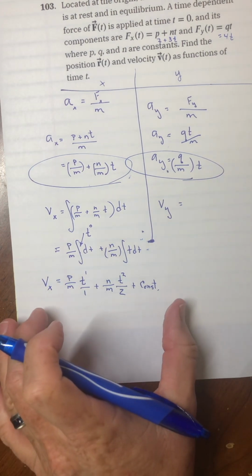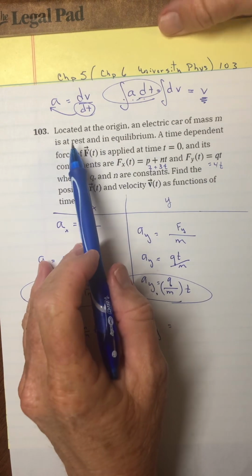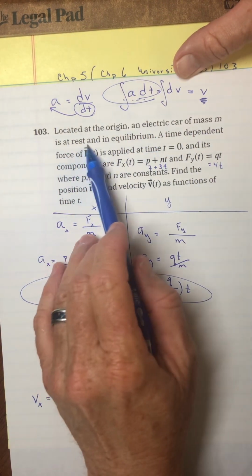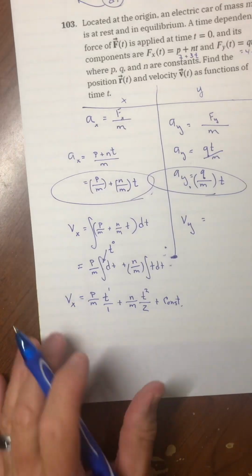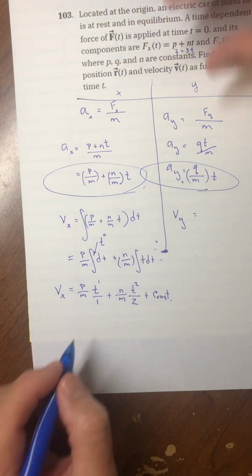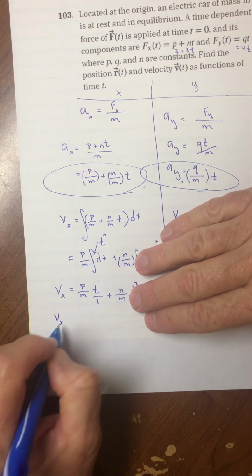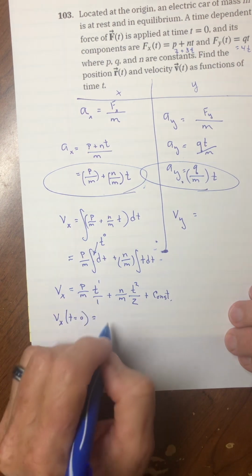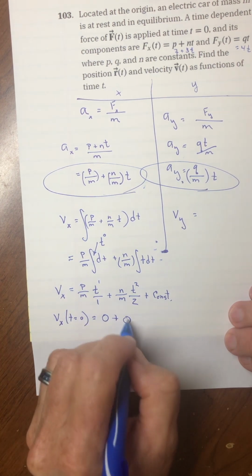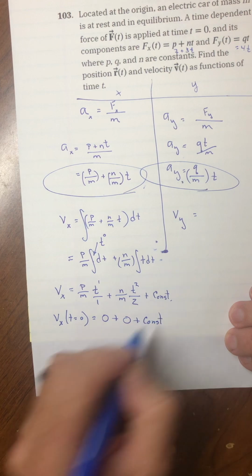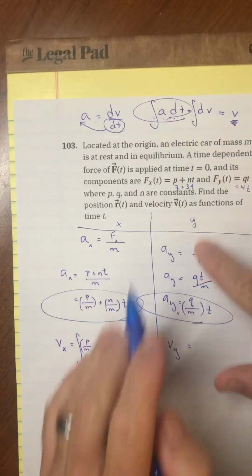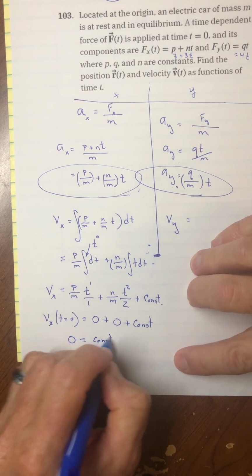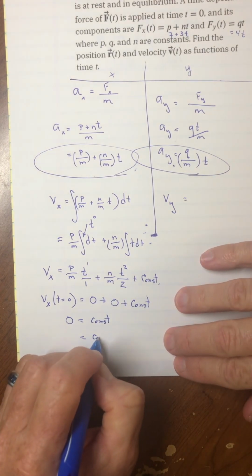Now, we can also use something very important here. It says it's located at the origin and is at rest. So in other words, when we put in time equals 0, if I ask what is the velocity when time equals 0 in this equation, this first term is 0, the second one is 0, and you just end up with a constant. But remember, the problem says this is supposed to equal 0. So this would tell me my constant is 0.